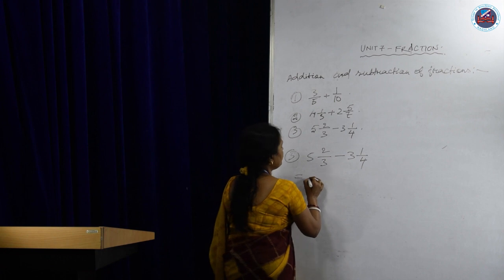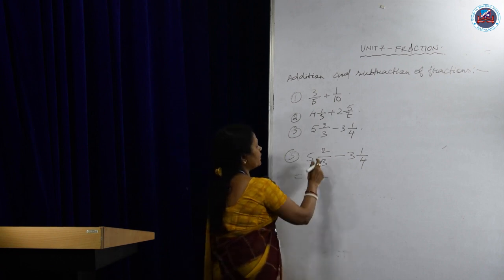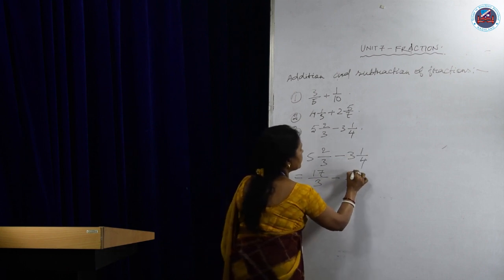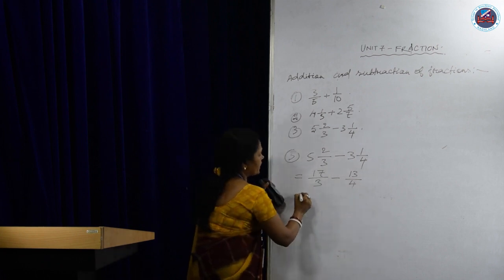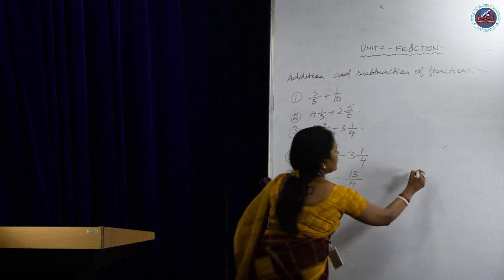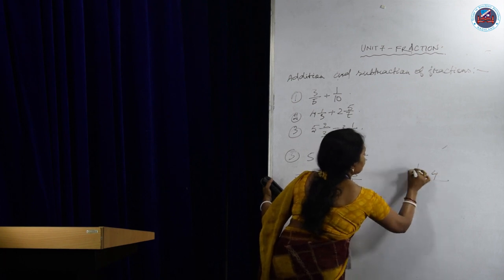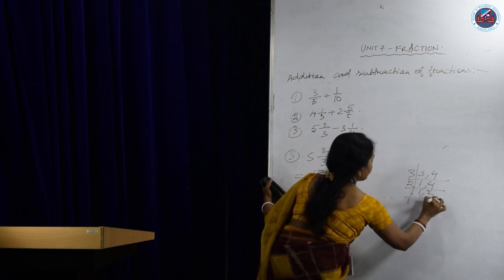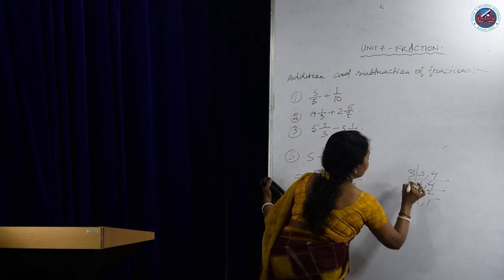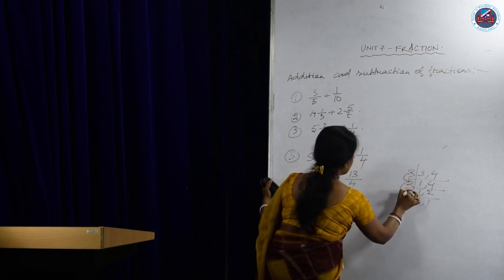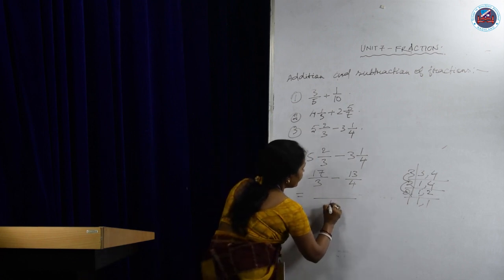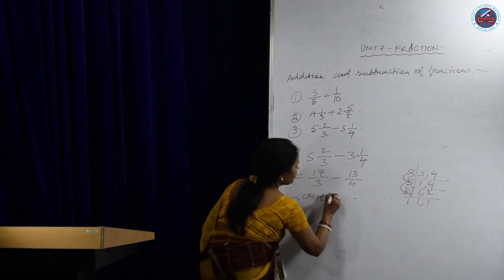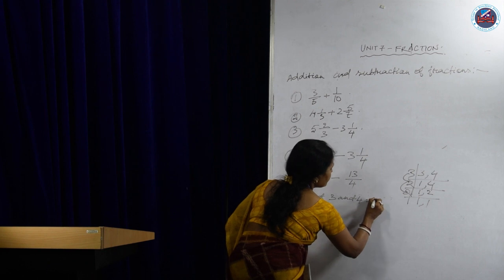Convert the fractions to improper fractions, that is 3 5s are 15 and 2 is 17, that is 17 by 3, minus 4 3s are 12 and 1 is 13, 13 by 4. Take the LCM of 3 and 4. If you find out the LCM of 3 and 4, 3 1s are 3, 4, you can divide it by 2, 2 2s are 4, again it will go by 2, 1. So your LCM is 3 2s are 6 and 6 2s are 12. Write 12. LCM of 3 and 4 is 12.